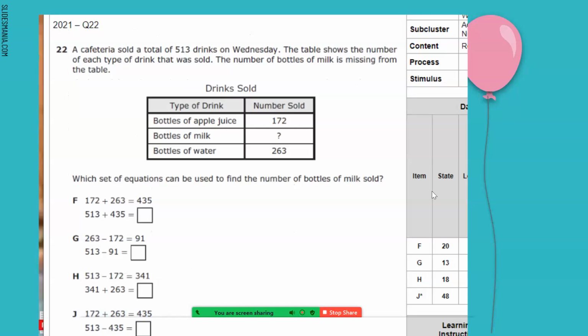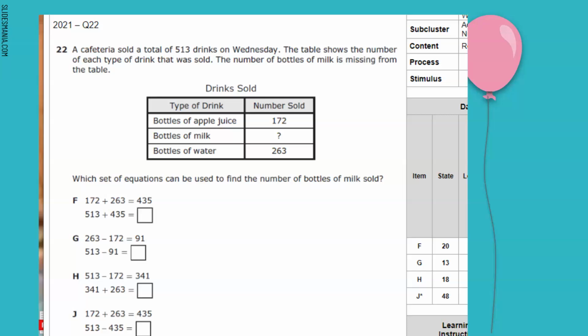Okay, in 2021 and 2022, they started doing the equations a little differently, where they put the first step up here and the second step underneath it. And so that tells me they're kind of going in a different direction in the way that they are showing the equations. And so I need to know that in my teaching because we need to practice some that look like that, right? Okay, so a cafeteria sold a total of 513 drinks on Wednesday.